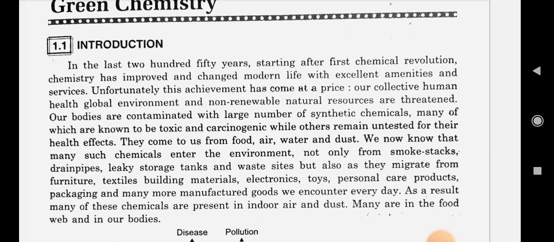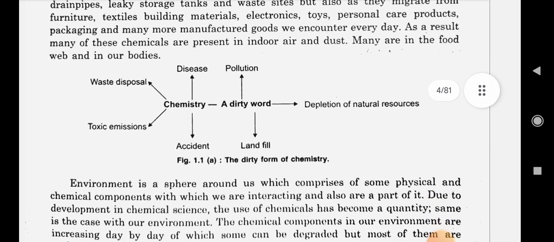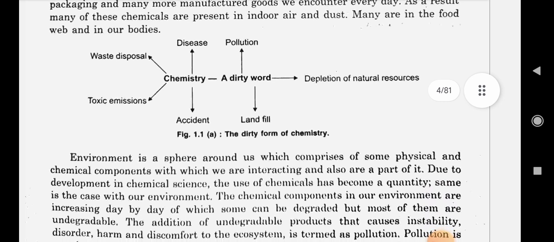We know that many such chemicals enter the environment not only from smokestacks, drain pipes, leaky storage tanks, and waste sites, but also as they migrate from furniture, textiles, building materials, electronics, toys, personal care products, packaging, and the many more manufactured goods we encounter every day. As a result, many of these chemicals are present in indoor air and dust, many are in the food web, and in our bodies. The dirty face of chemistry.